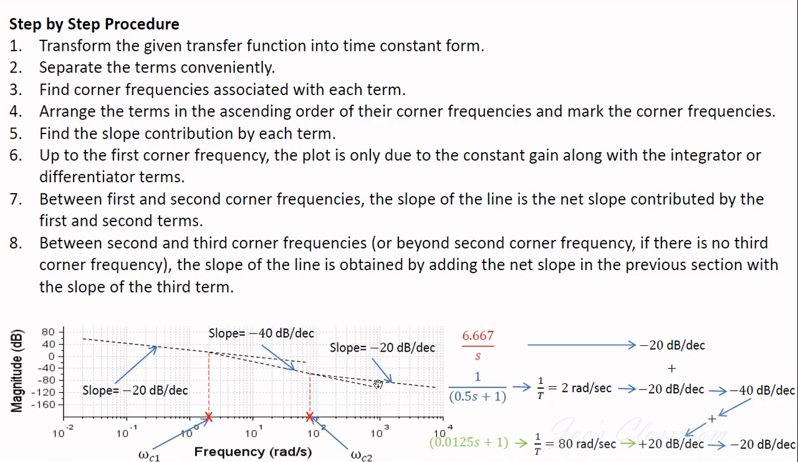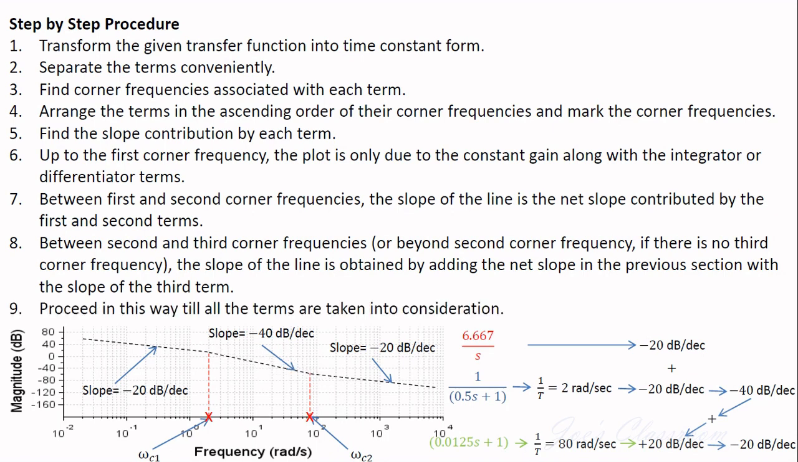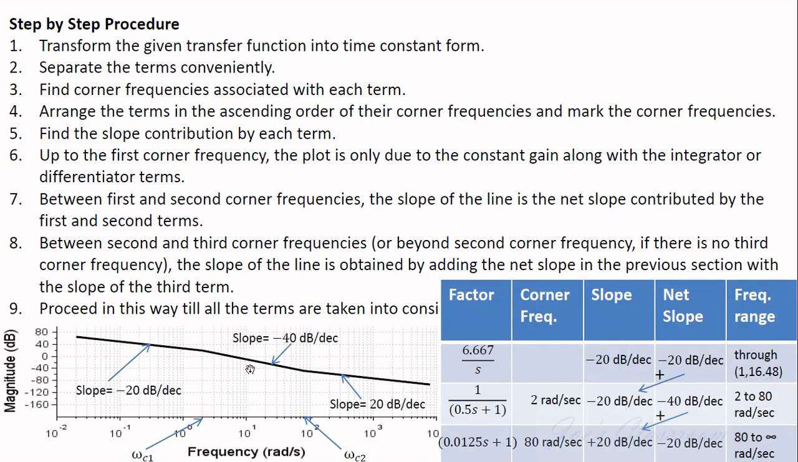So here is one straight line starting from the second corner frequency. We can erase all the extended parts of the lines, and you can get the combined Bode plot. And if you have further terms, of course, you need to proceed in the same way till all the terms are considered. Now, just remove the unnecessary parts of the lines, and you get the Bode magnitude plot.